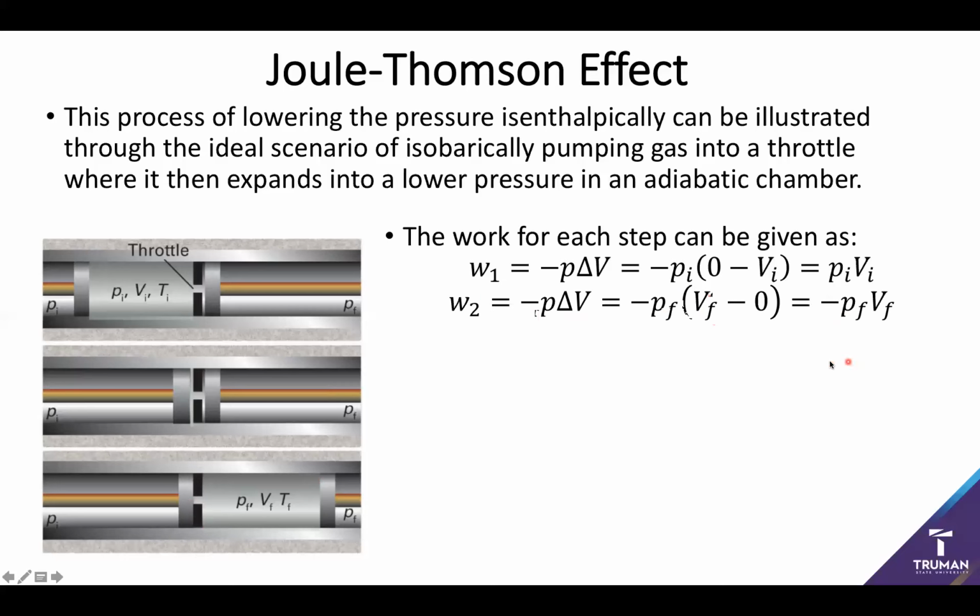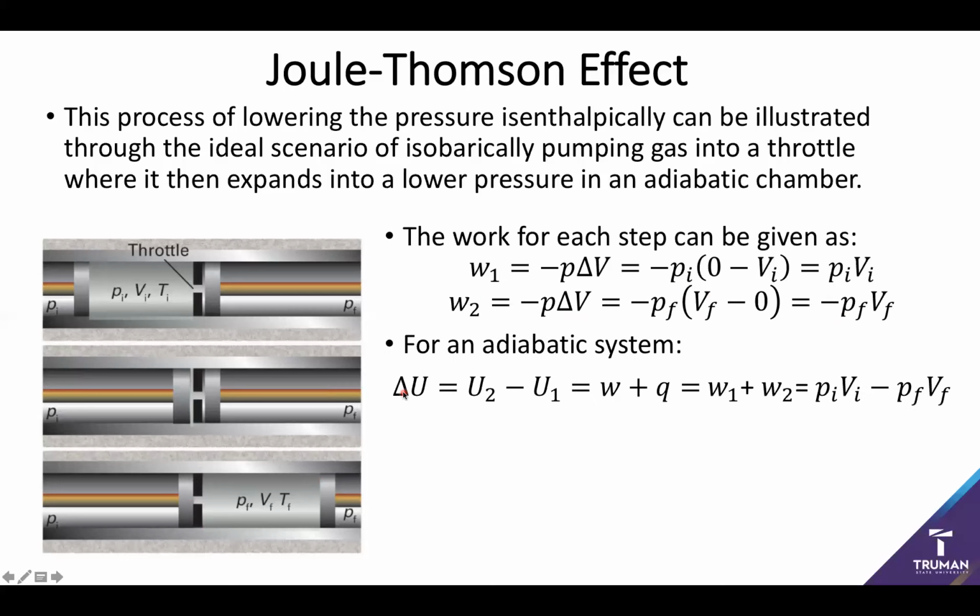Now let's go ahead and use that adiabaticity. So my difference in internal energy is simply going to be the difference between U2 and U1, or final minus initial, but that's also going to be the same as work plus heat from the first law. But we know under adiabatic conditions that Q equals 0. So I just have the work, which is just going to be work 1 plus work 2, or my initial pressure and volume minus my final pressure and volume.